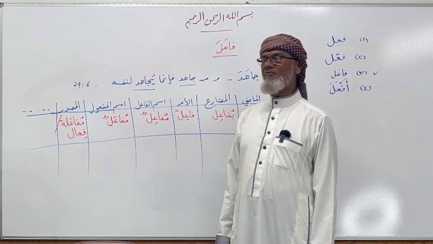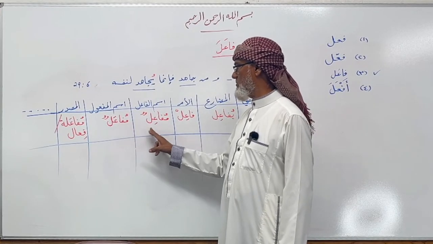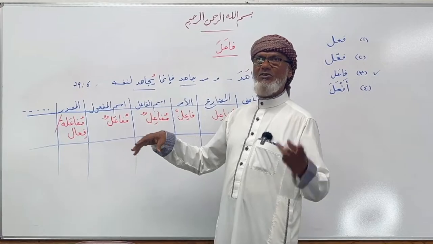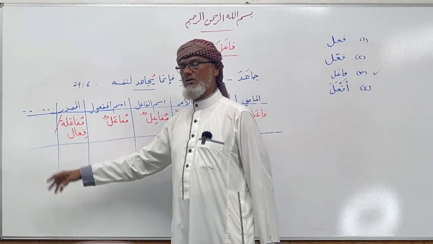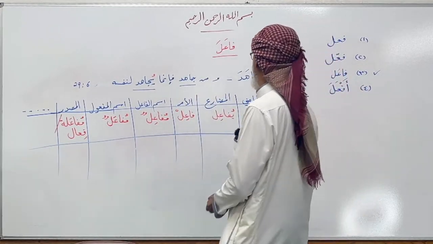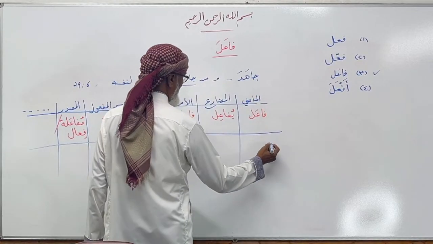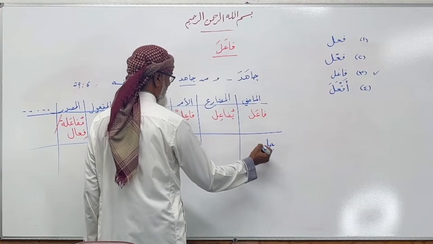Mufa'iluna, mufa'iluna, all right? And the same thing goes for this one. You could have the dual and you could have plural, you could have masculine, you could have feminine, and this is al-masdar. Okay? So here is our verb now, jahada. All right? So using this as our pattern.